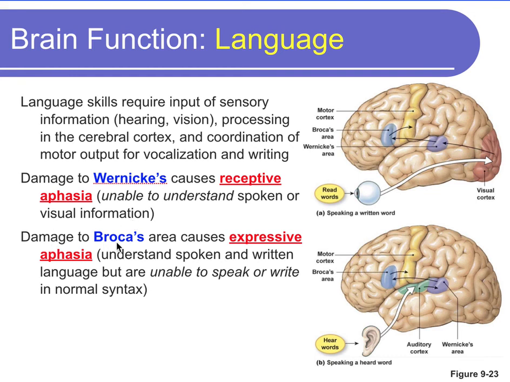Damage to Broca's area, okay, causes expressive aphasia. So in expressive aphasia, you have problems expressing what you want to say. So if someone asks you, what do you want to eat? You know that's what they said, but you can't express your answer that you want to go get a salad. So you can understand spoken and written language, but you're unable to speak or write in a normal syntax. So one example is you might just say numbers. Where you're like, in your head, you want to answer, I want to get a salad, but what you're actually saying is like 4725, and that's just one example.